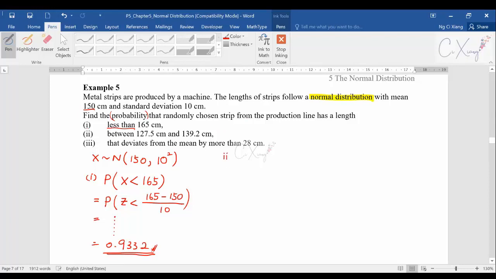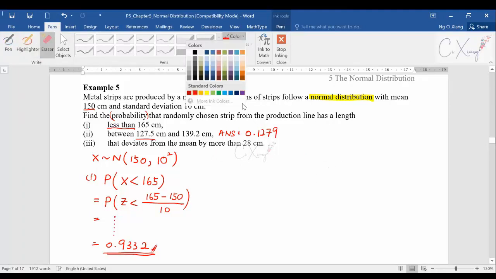Okay, and then for part number 2, I will also leave it for you. For part number 2, they want you to find the probability that the length of strips is between these two numbers, 127.5 and 139.2. Okay, so again, standardize it, then follow the steps that you learned before. This answer should be 0.1279. Okay, so this is what we have for part number 2. I will just leave it for you because it's very easy also.